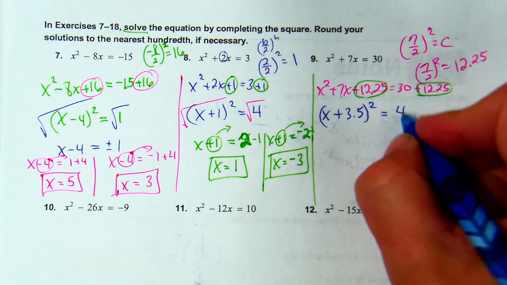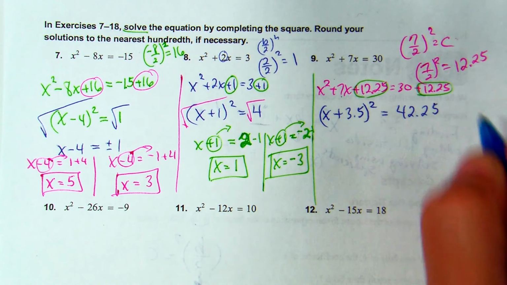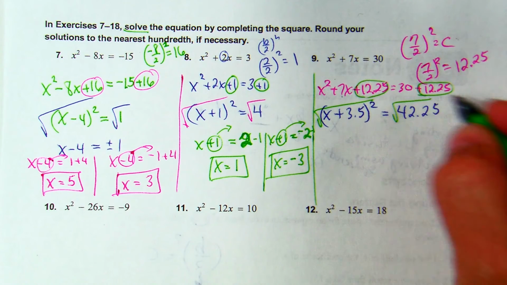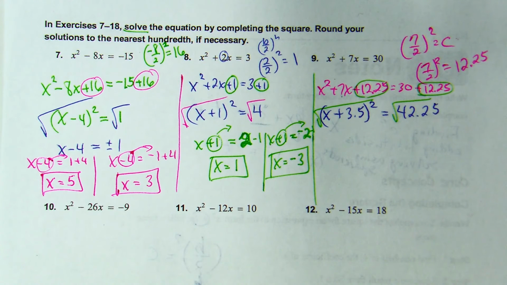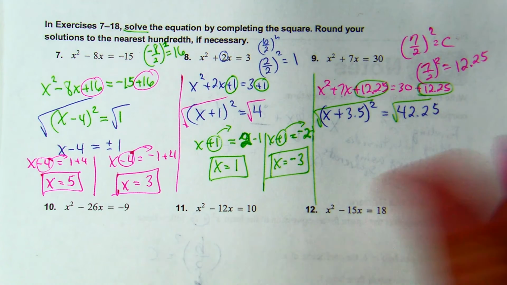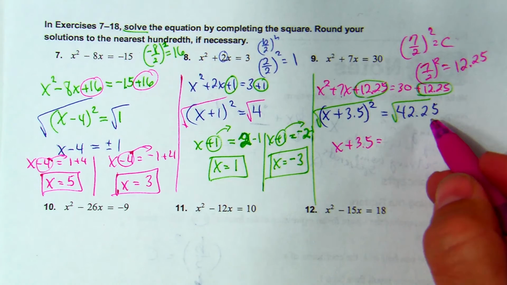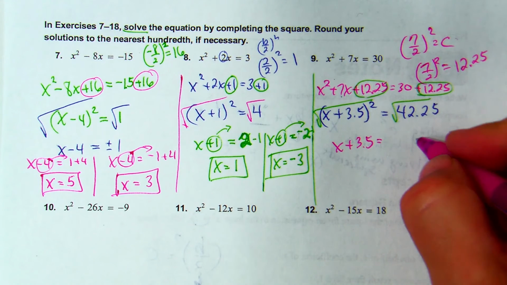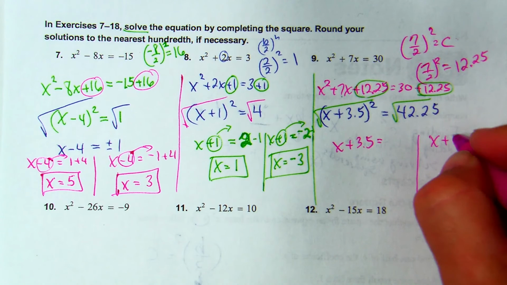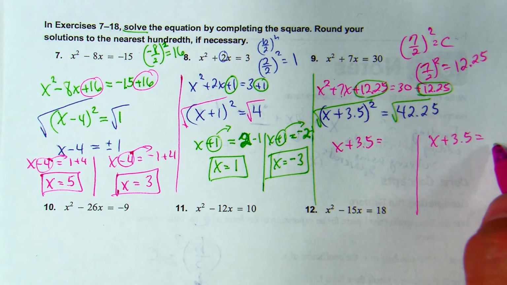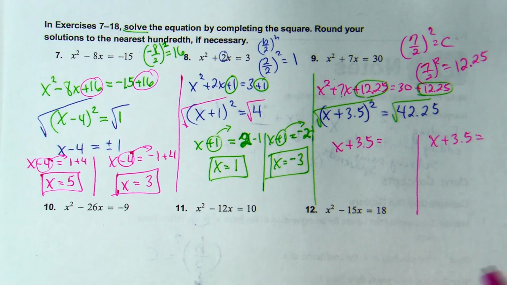We're going to have 42.25. At this point, we can solve by taking the square roots of both sides. Alright, so I'm going to take the square root of this side and the square root of that side. And when I do that, I'm going to come up with x plus 3.5. Again, I know this is going to be a positive and negative, so I'm going to go ahead and set up two equations. X plus 3.5, and one will be equal to the positive version, one will be equal to the negative version. Possibilities here for the square root.